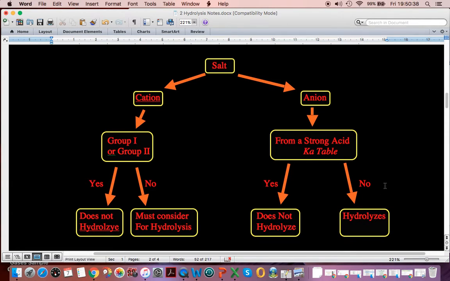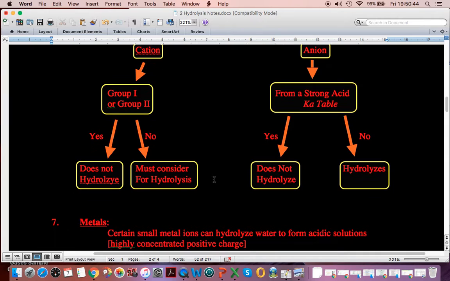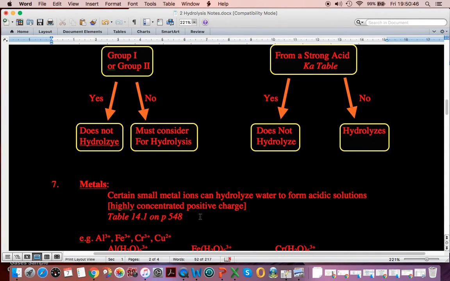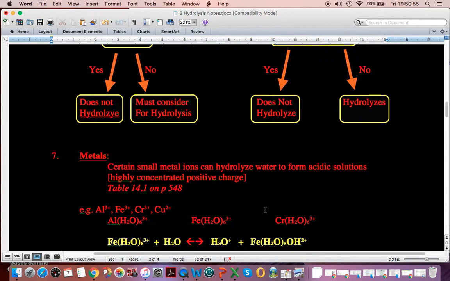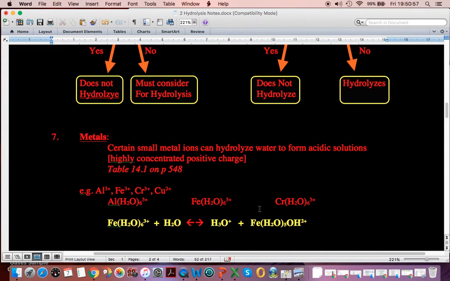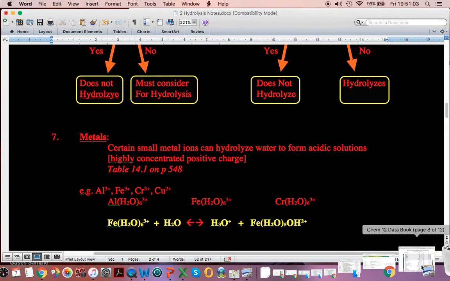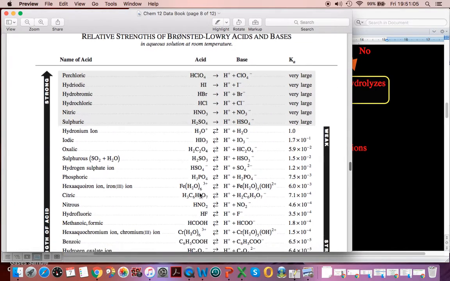And then we have wonderful things called amphiprotics. And we have to decide, are they going to hydrolyze as an acid or a base? So there's lots to think about. Now, metals. Certain small metals that are highly charged can hydrolyze. And we'll be showing you that in a diagram. On your Ka table, three are listed that hydrolyze. There are other ones that do it as well. So let's just see if we can find some of them on this chart.